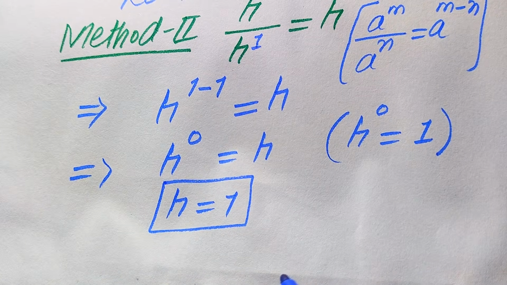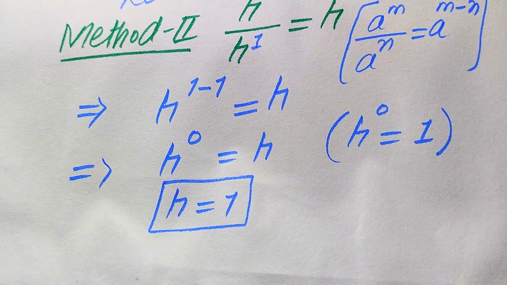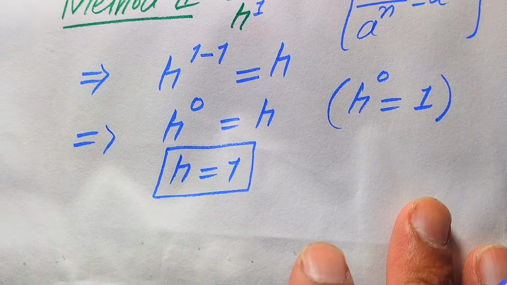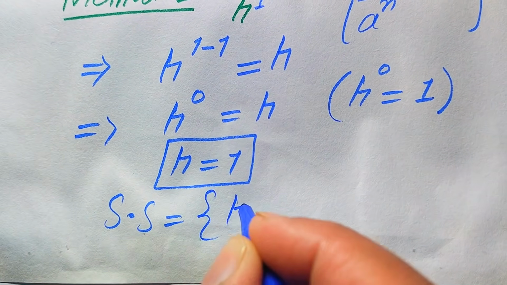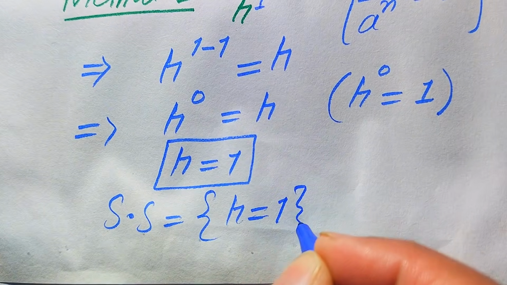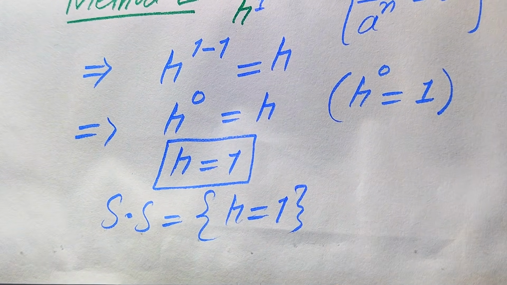So this is the only value of h which we get from the second method, and in the first method we already verified that this value of h satisfies our given question statement. Finally we have the solution set of this problem: h is equal to 1. So this is the only solution of this problem, and this is the final answer.